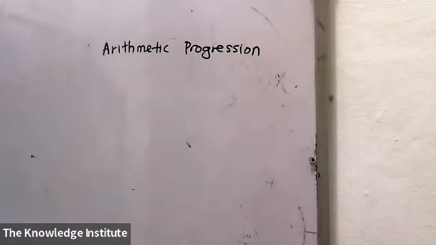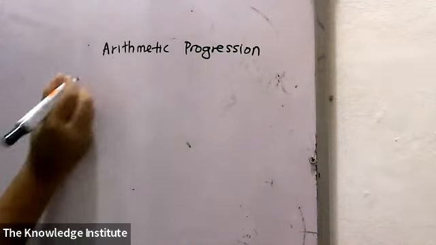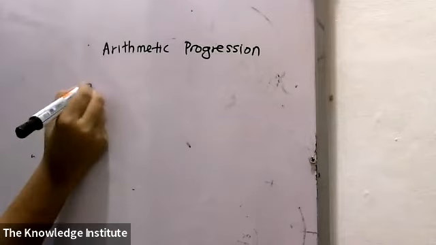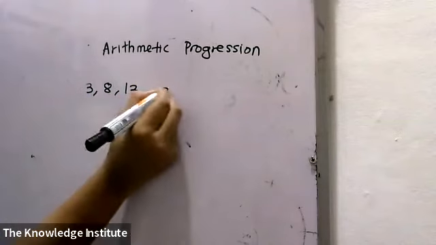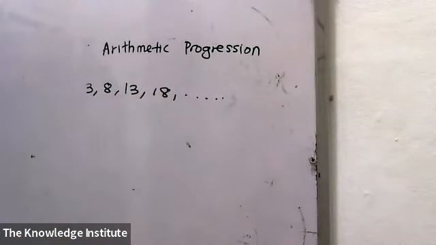A sequence with same difference. Okay, let's see what this arithmetic progression is. If I give you an example as 3, 8, 13, and 18. If I ask you what is the next term, can anyone tell what is the next term? Can you all guess? 23. How did you all get that? By adding a difference between 3 and 8.